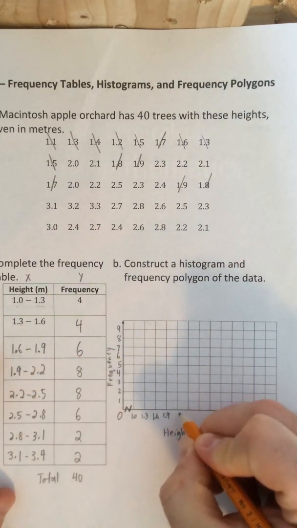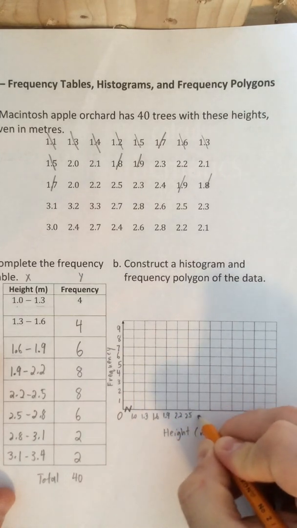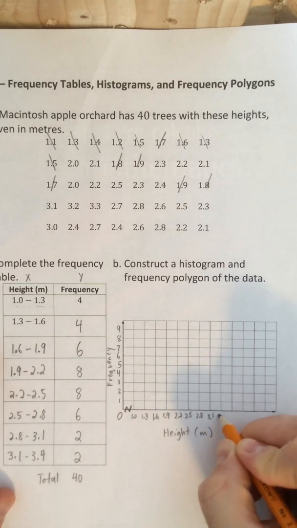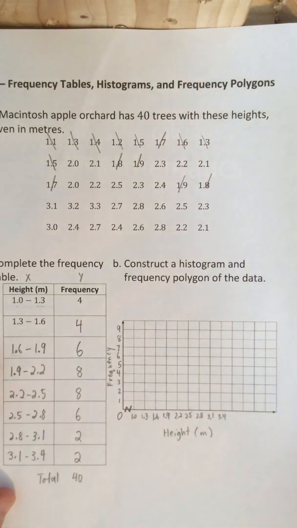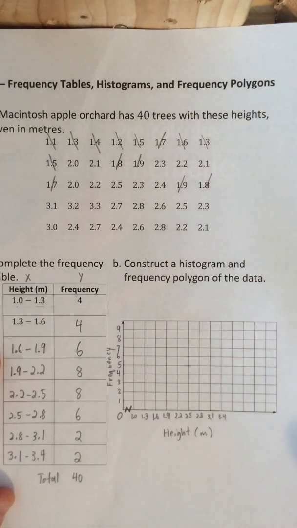1.9, 2.2, 2.5, 2.8, and 3.1. And if we kept this going, we could, but I'll leave it as this for right now. So what we do in terms of drawing a histogram, a histogram is like a bar graph, except the bars are side by side.